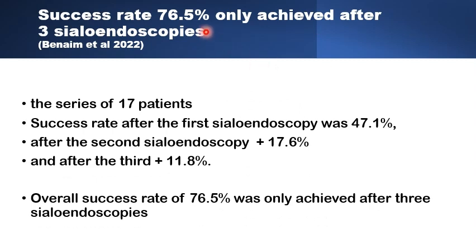But this average success rate after sialoendoscopy of about 3/4 of the patients can only be achieved after repeating the sialoendoscopies several times. The average would be 3 sialoendoscopic procedures to achieve the average success rate of 3/4 of the patients. If only 1 sialoendoscopy procedure is performed, the success rate is actually less than 50%. After a second procedure, an extra 17% will be added to this, and after the third procedure, an extra 11% success rate will be added. So ultimately, the 76.5% success rate would only be achieved after 3 sialoendoscopies.